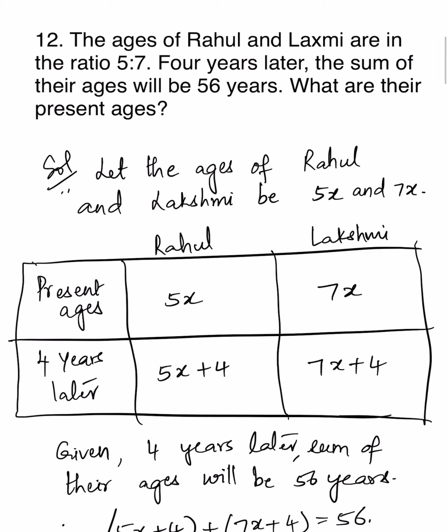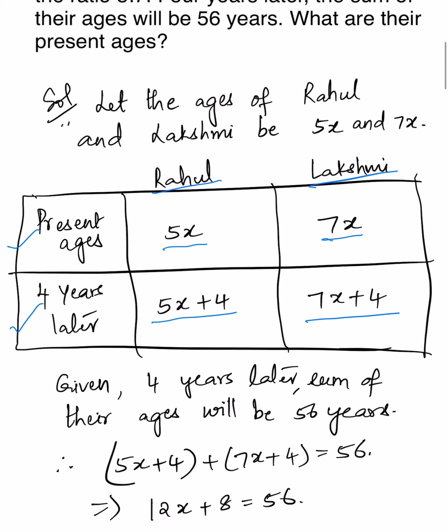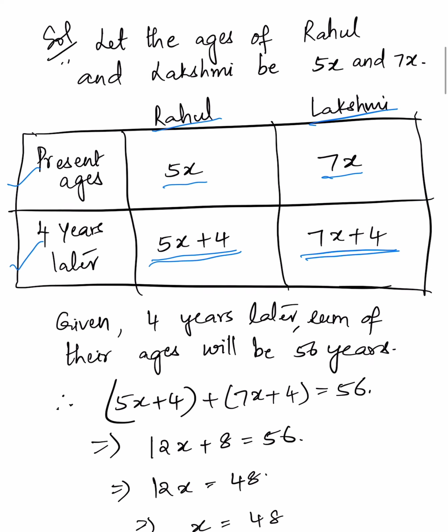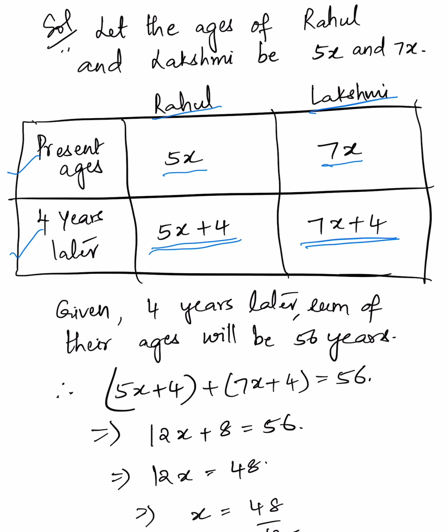So, this is Rahul and Lakshmi, present ages versus ages 4 years later. So, current ages of Rahul and Lakshmi are 5x and 7x. 4 years later, age of Rahul will be 5x plus 4 and age of Lakshmi will be 7x plus 4. But it is given in the question that after 4 years, sum of their ages will be 56 years. So, we'll take these two and we will add them. 5x plus 4 plus 7x plus 4 is equal to 56.